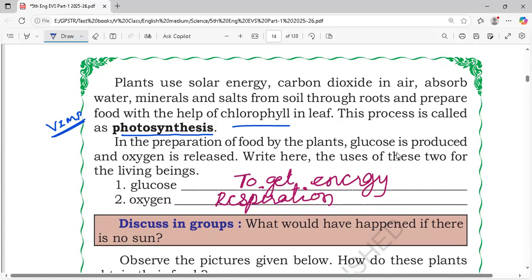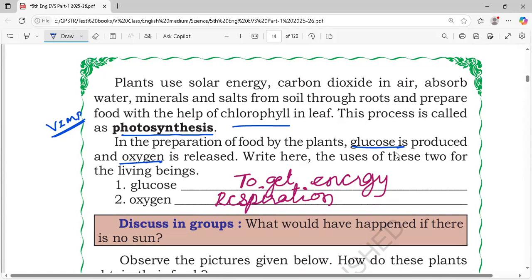Plants use solar energy, carbon dioxide in air, absorb water, minerals and salt from soil through roots and prepare food with the help of chlorophyll in leaf. This process is called photosynthesis. In the preparation of food, the plant's glucose is produced and oxygen is released.